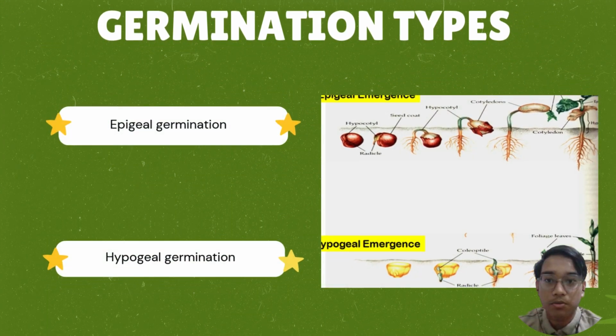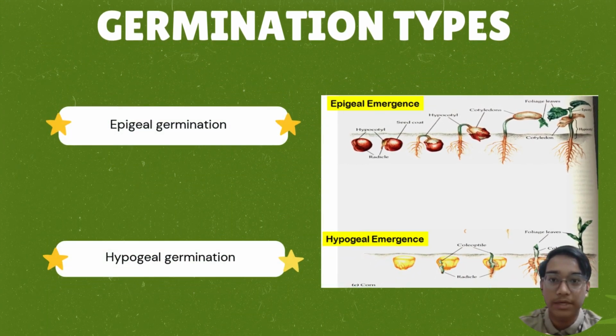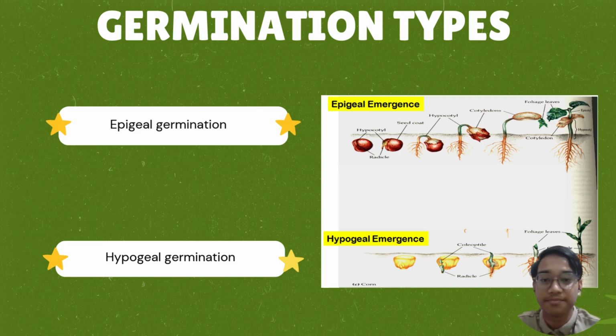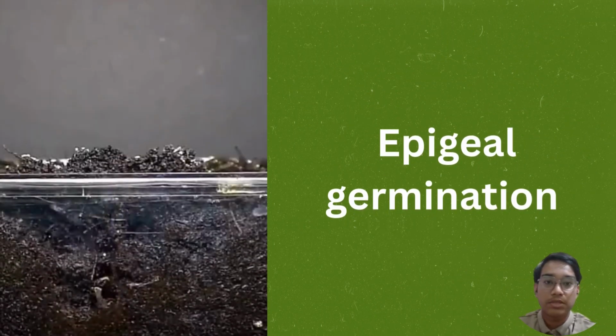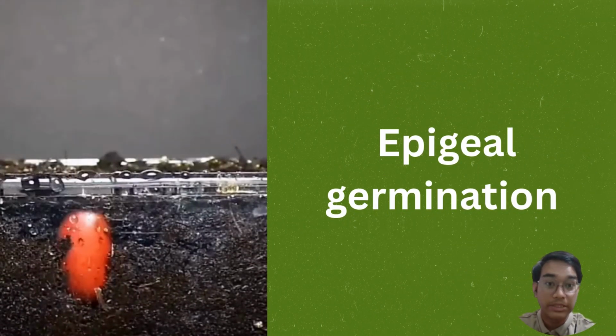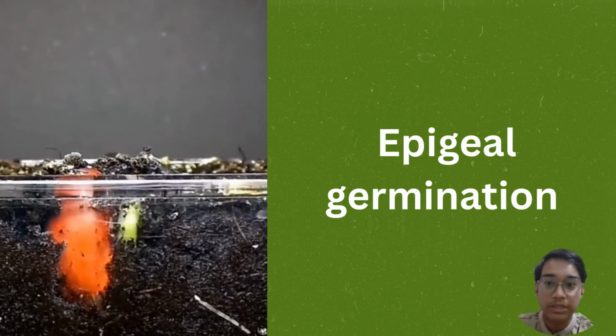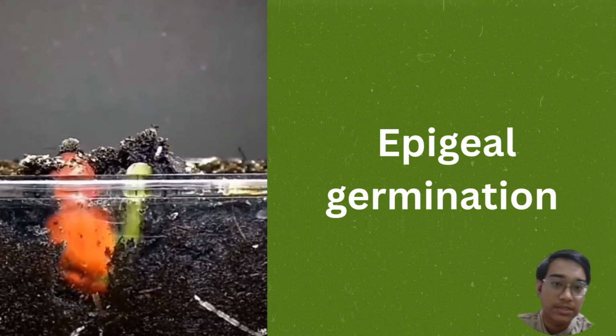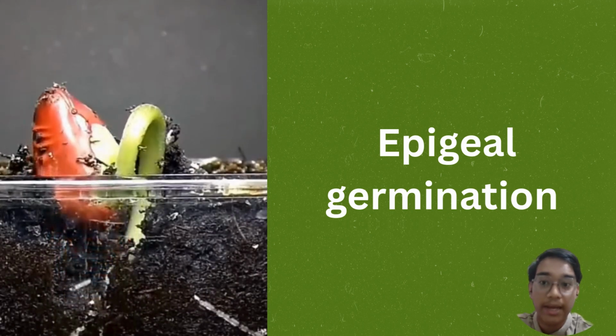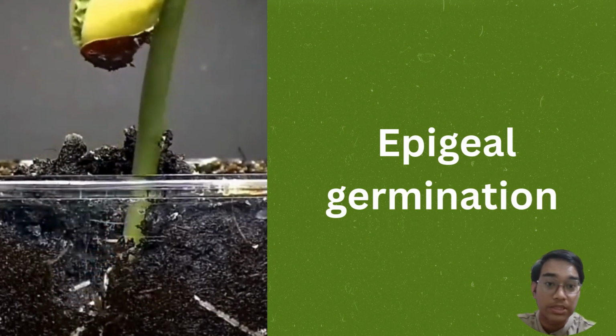So for germination, there are two types. The first one is epigeal germination and the second is hypogeal germination. This part of the video explains epigeal germination. The process begins when the seed starts to absorb water and activates the embryo inside the seed.